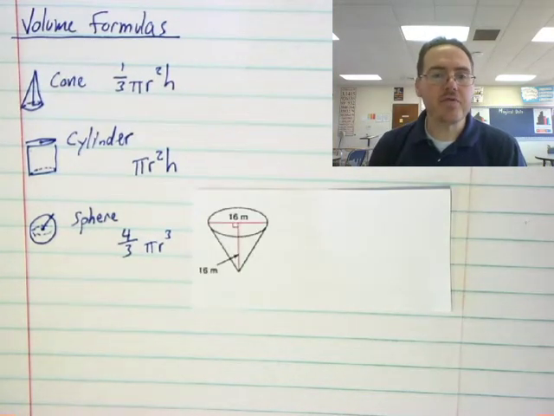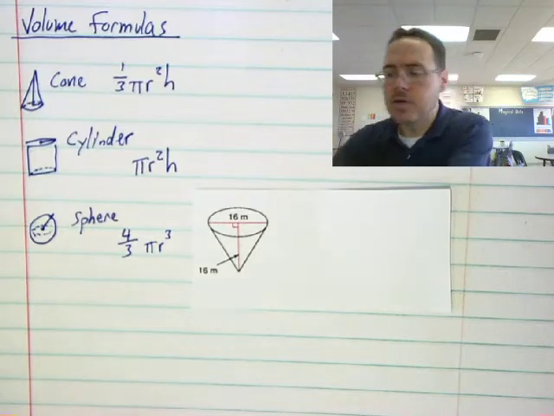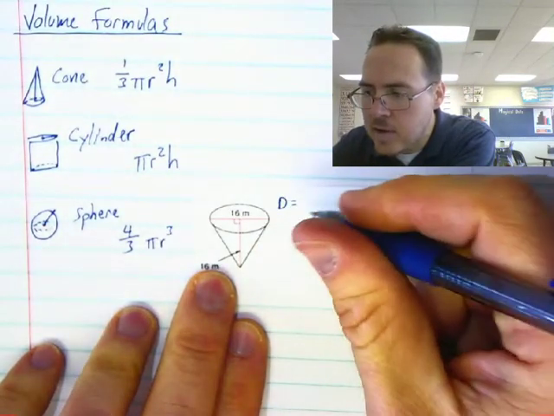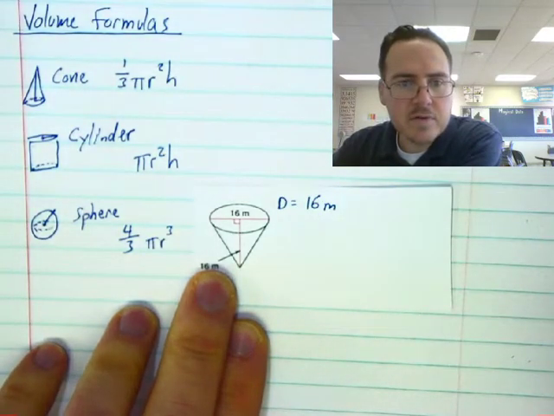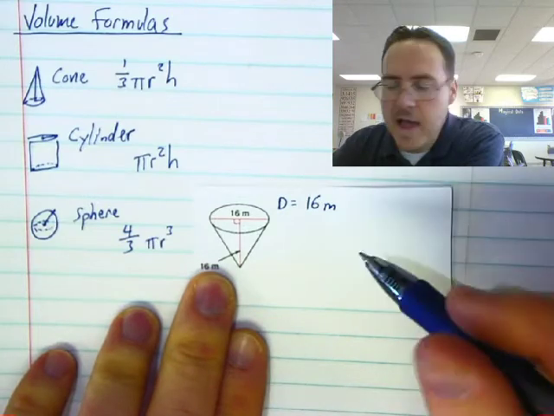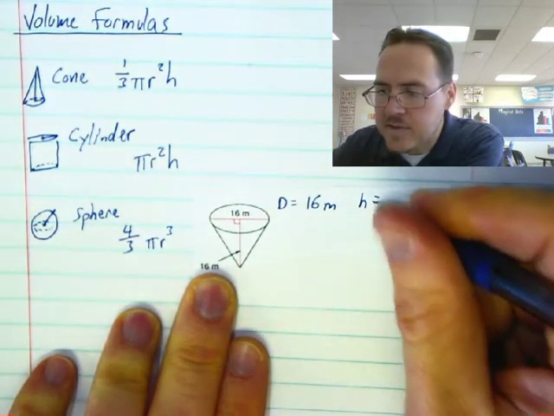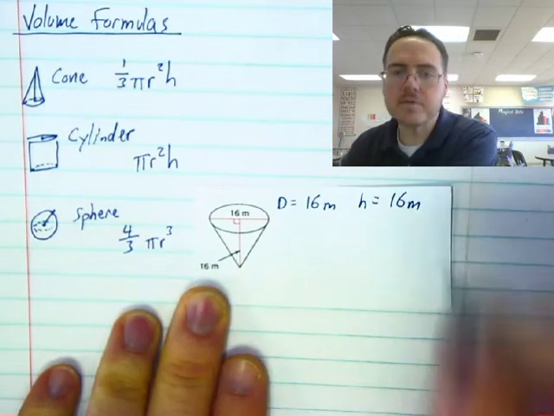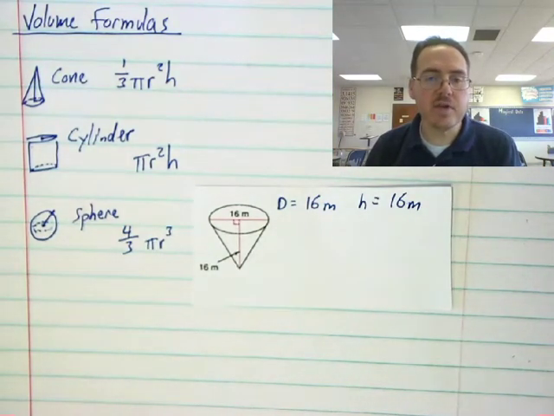So here we have a picture of a cone, and the first thing I'm going to do is write down whatever information the picture gives me. So this says that the diameter of the cone is 16 meters because that line goes all the way across the base, and it says that the height is also 16 meters. So that's the first thing I do, I write down the stuff that I know based on the information that is given.